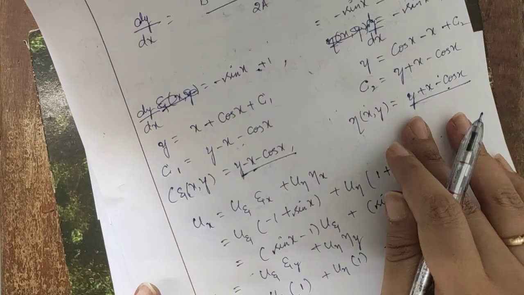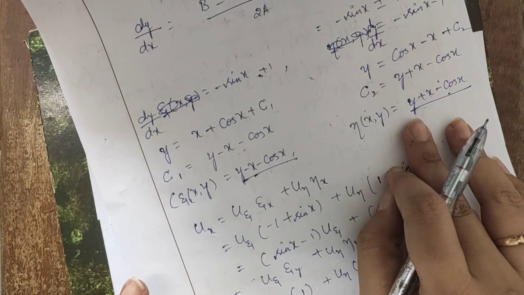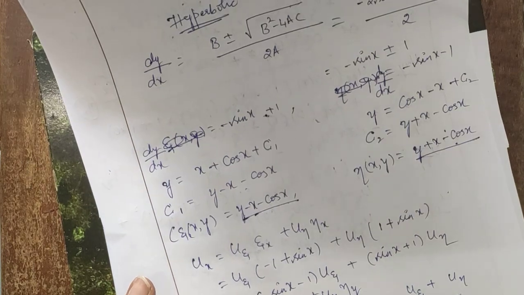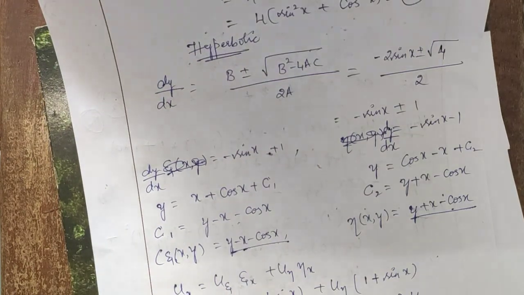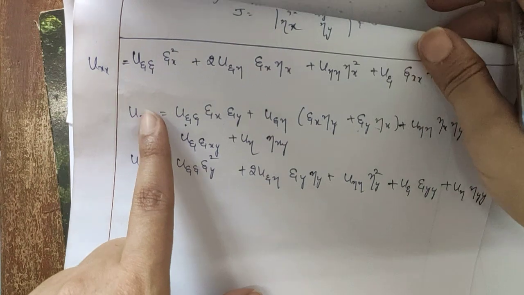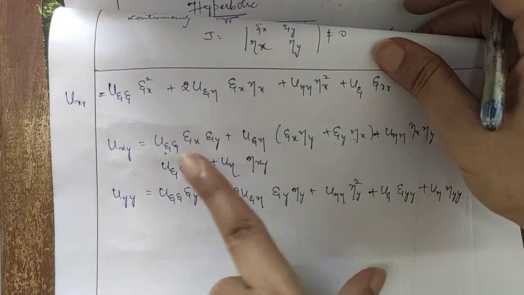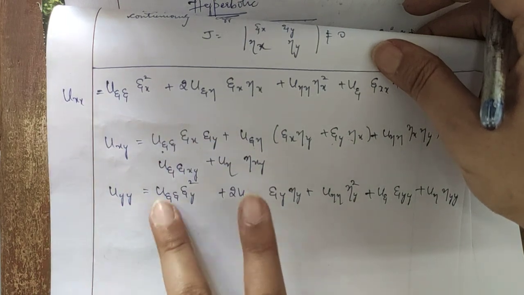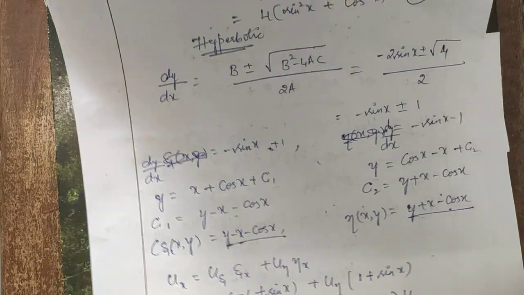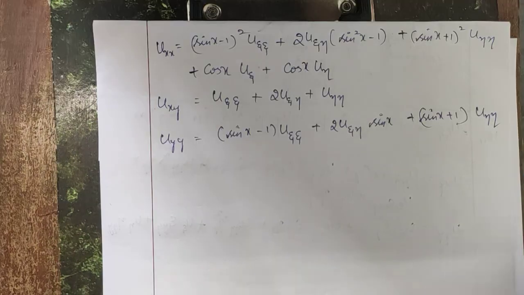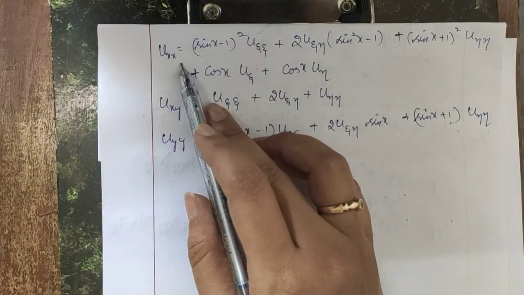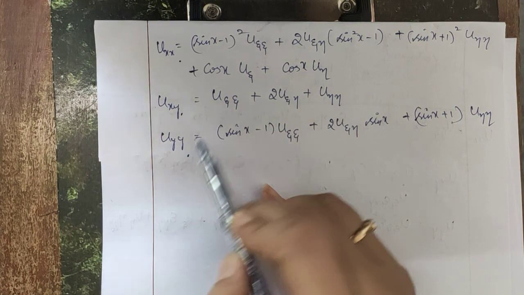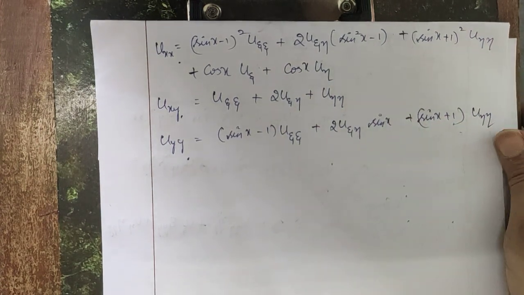So now I have to find out uxx, uxy, uyy. So for that I will use these formulas. Okay, just substitute the values here. You can find out the uxx, uxy, uyy. I will write those solutions directly. So this is what you will get for uxx, uxy and uyy. Okay, this is very easy. You can simplify on your own.